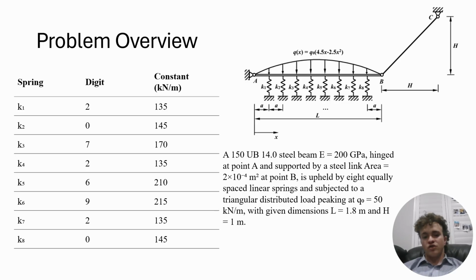This beam is hinged at A and also at C. We also got given a cross-sectional area for the link BC, which you can see here. And as you can see, we also got given some dimensions for the height. So we know that that's 45 degrees, and we know that the length of AB is 1.8 meters.